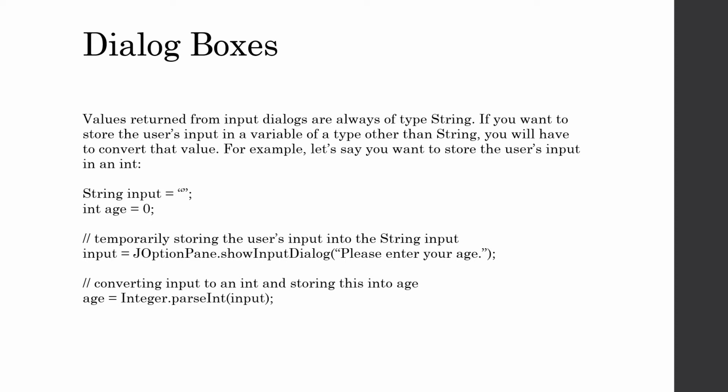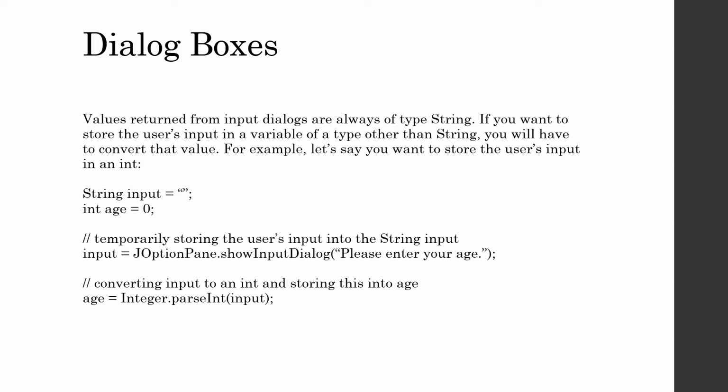So we start off with two variables declared. One is going to be for the input that we get from the user from our show input dialog. The other is going to be the int. In this case, we're doing age. So we're going to say here, temporarily store the user's input into the string input. So we can see right here, input equals JOptionPane.showInputDialog. And then we say, please enter your age. So that'll be the request that we display to the user.